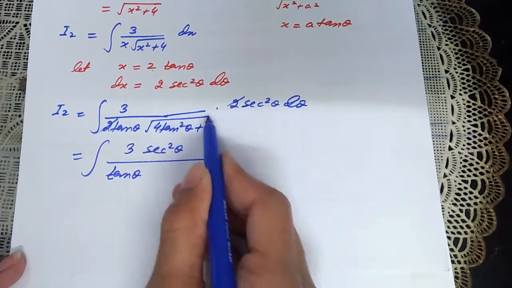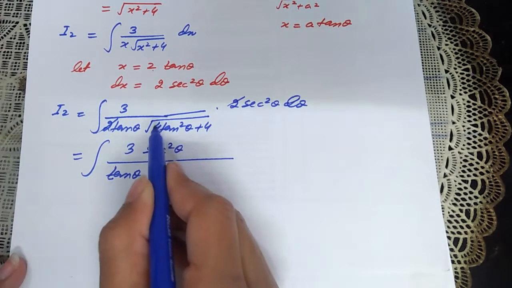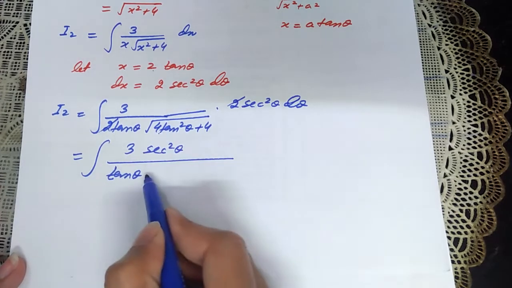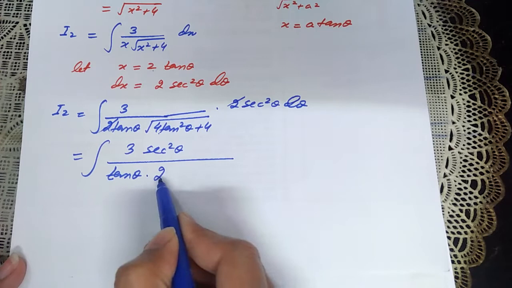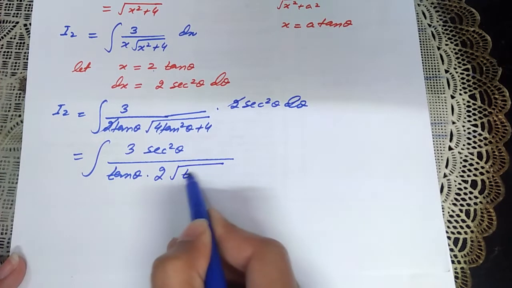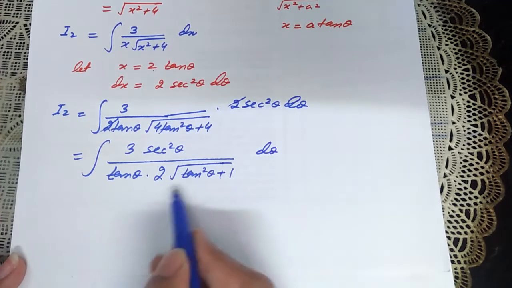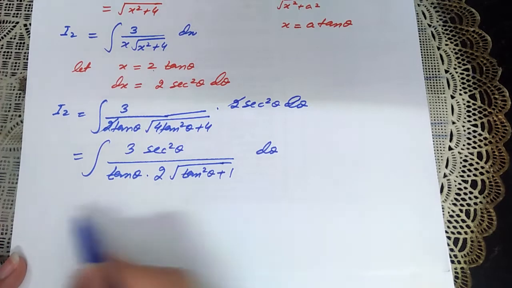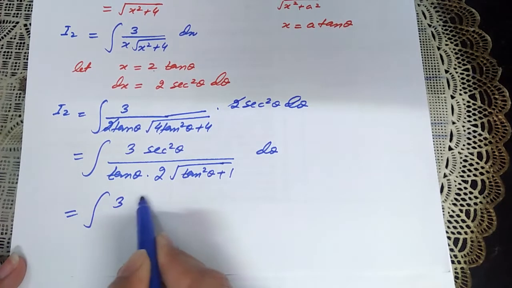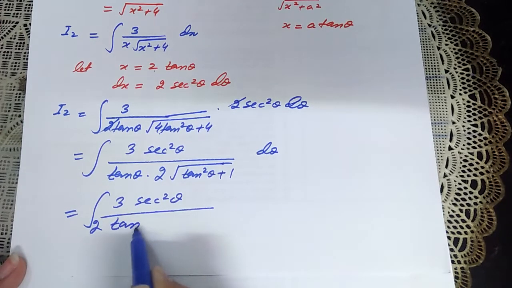Now in this under root, you will take the 4 common. If I take 4 common, I will be left with 2 here, since under root 4 gives 2, and inside I will be left with tangent square of theta plus 1 and here d theta. We know that 1 plus tangent square of theta is the secant square of theta. So it can be written as 3 secant square of theta over 2 tangent theta.